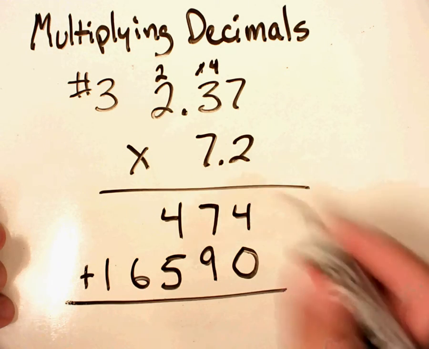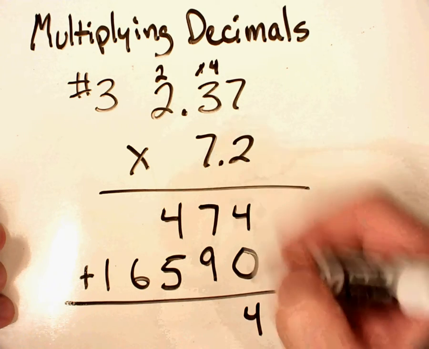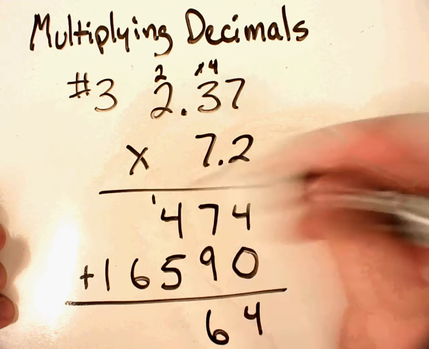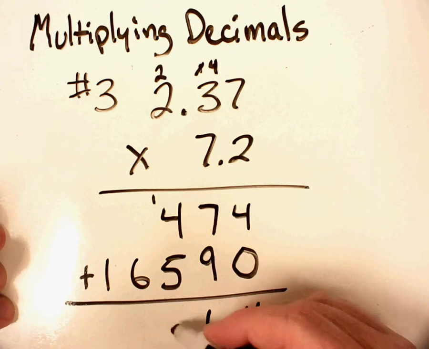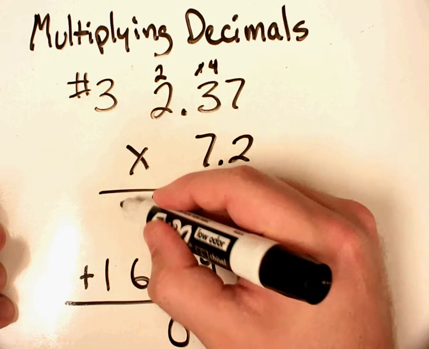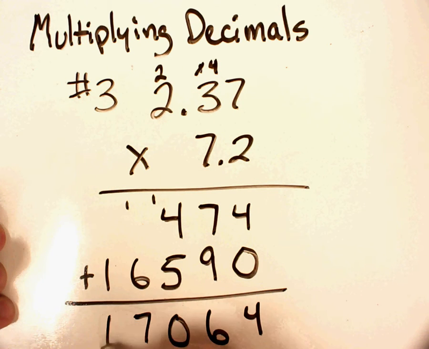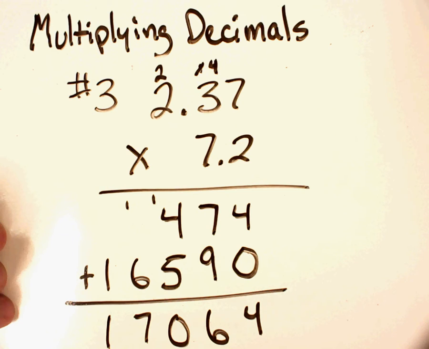Do my addition. 4 plus 0 is 4. 7 plus 9 is 16. Carry my 1. 1 plus 4 plus 5 is 10. Carry the 1. 1 plus 6 is 7. And 1 plus nothing is 1.